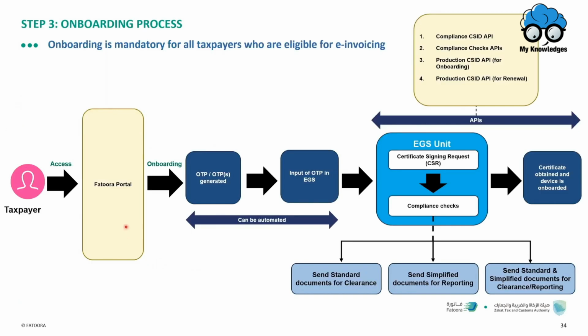To access that, you're going to have to go to fatura.zatka.gov.sa. You're going to select how many devices you want to onboard. You'll receive an OTP for each device to be onboarded. Once you onboard the device, you'll be able to run the APIs in sequence, which is the compliance first and then the compliance checks. And then you're going to request a production CSID. Once you get this production CSID, you'll be ready for the next step. We're going to have a dedicated session for the onboarding portal as well, to see how you can onboard your devices and be ready to submit the invoices.